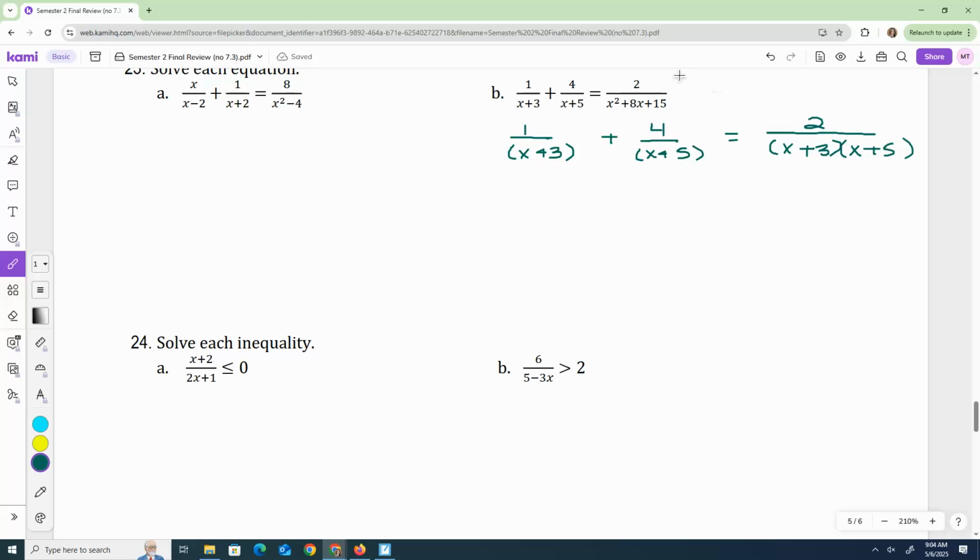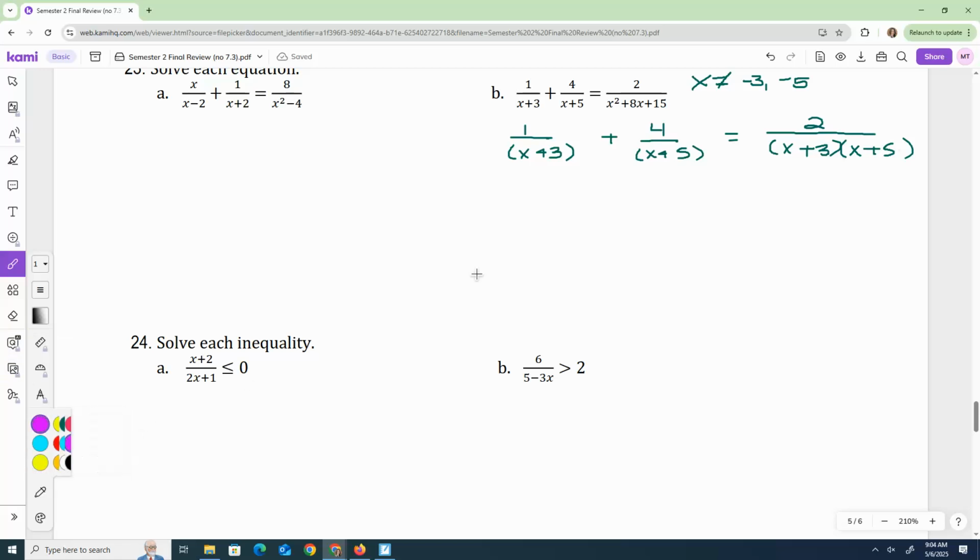A lot of times we would make ourselves a note at the beginning. What cannot be my answers for x? And why can't x be either of those numbers? It makes the bottom 0. So we just put those there as a check for ourselves.